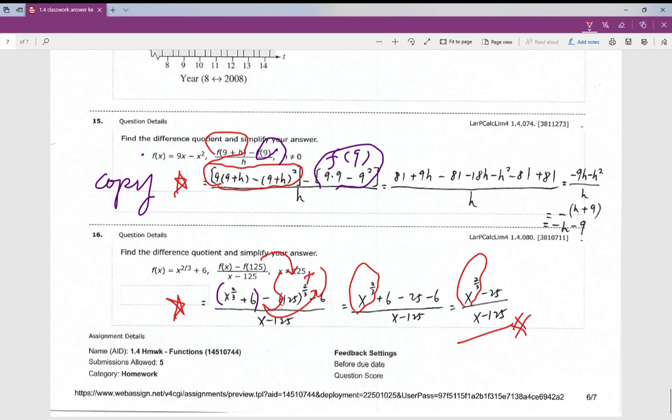So you go home and try 15 and 16 by yourself. You don't need to read my calculation because you can calculate just by yourself. Just input and simplify. Then you are supposed to have the same answer. If not, you can ask me.